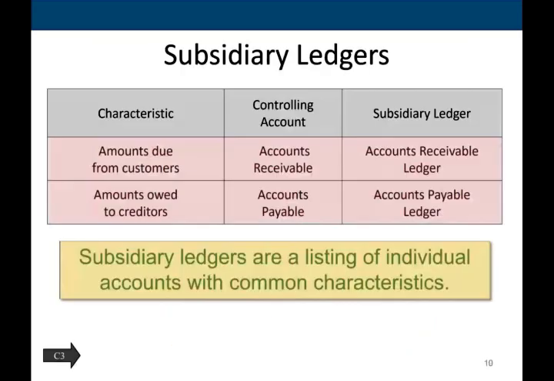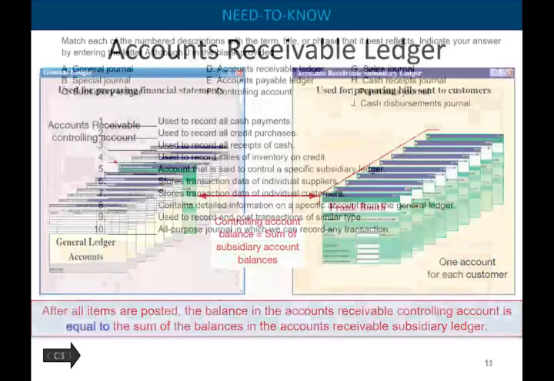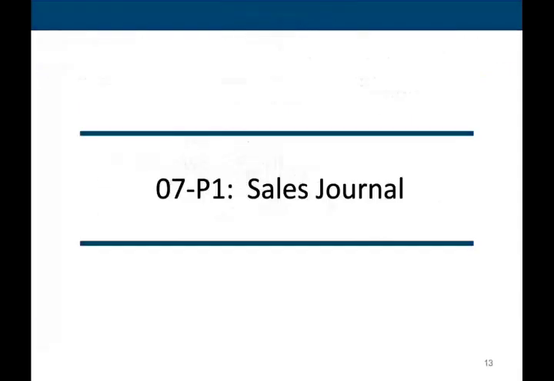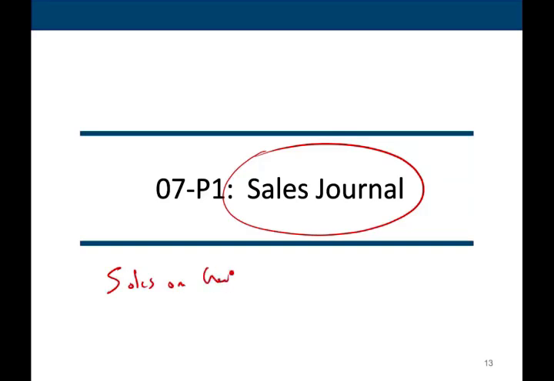So let's go ahead and see what goes on each journal. Starting with the sales journal, what goes on the sales journal? Sales on credit. When you sell to someone on credit, what does that mean? It means you debited accounts receivable and you credited sales. This is what we mean by sales on credit. Then you debit cost of goods sold and you credit inventory.